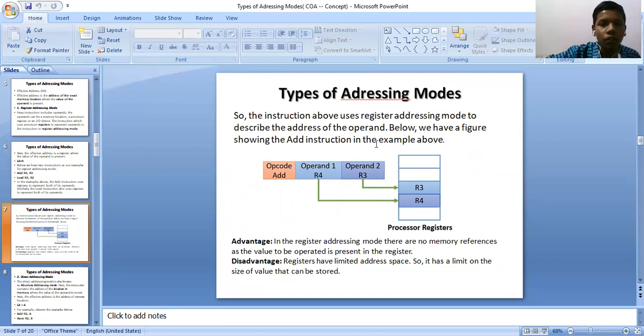Below, we have a figure showing the add instruction in the example above. In this, we can see that operand 1, R4, and operand 2, R3, are stored in processor registers. The advantage is that in the register addressing mode, there are no memory references as the value to be operated on is present in the register. The disadvantage is that registers have limited address space, so there is a limit on the size of the value that can be stored.